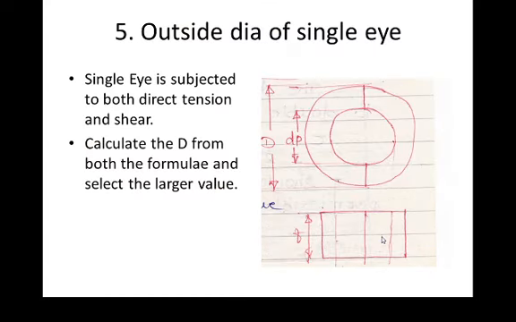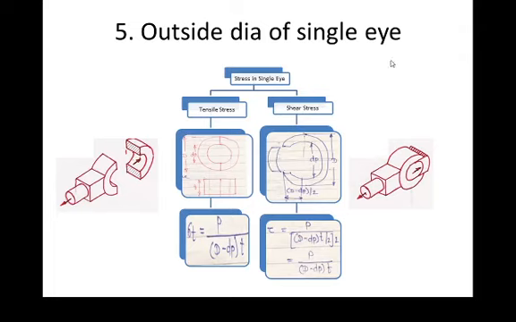Then the next one, the outside diameter of the single eye. Now how to evaluate the outside diameter of the single eye? That is capital D. Single eye and double eye both are subject to tensile stress, shear stress and crushing stress. Now we have to use the concept of tensile stress which occurs in case of a single eye. This outside diameter can be evaluated by using the tensile failure.